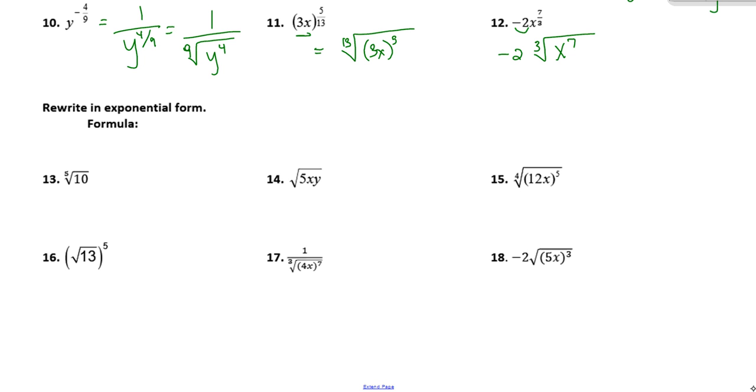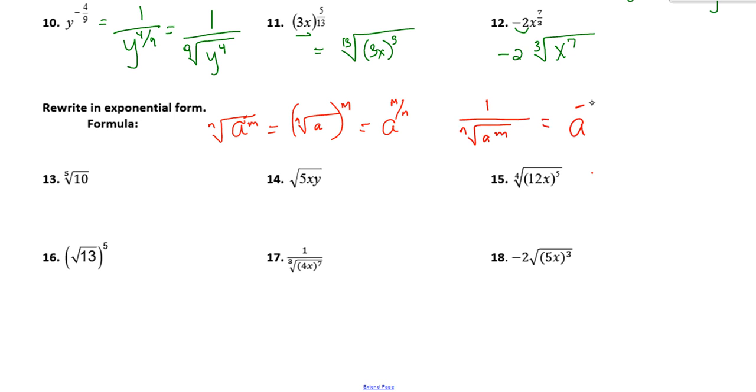Okay, so the next one says to rewrite in exponential form. So we're just going to work backwards from what we had before. When you're given this or this, then you can rewrite that as a to the m over n. So it's just backwards of what it was before. You can also do it with a fraction. If it's 1 over a radical, then it's the same thing, except that fraction up in the power is now going to be negative.